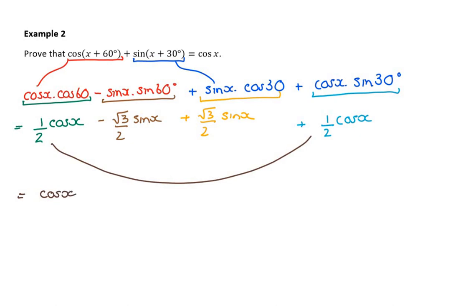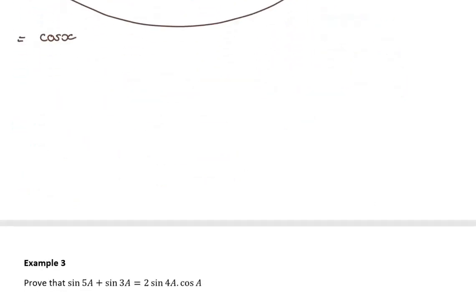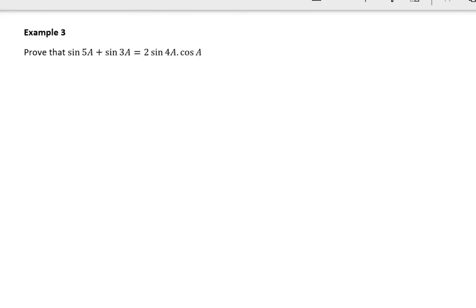So again, a good exam question just to check, can you do special angles, can you apply identities? It's really quite nice. Okay, let's look at the next one. Prove that sine of 5a plus sine of 3a is 2 sine 4a cos a.